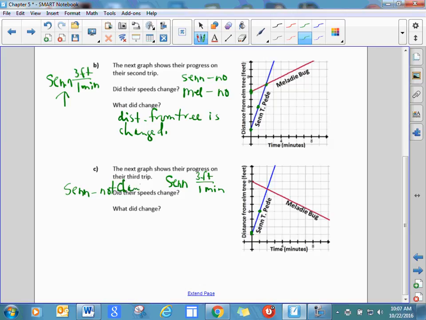But Milady's, I can already tell you hers changed because now her slope is negative. Up here, her slope was positive. So it may be the same rise over run, but it is now negative. So Milady's slope is now negative.